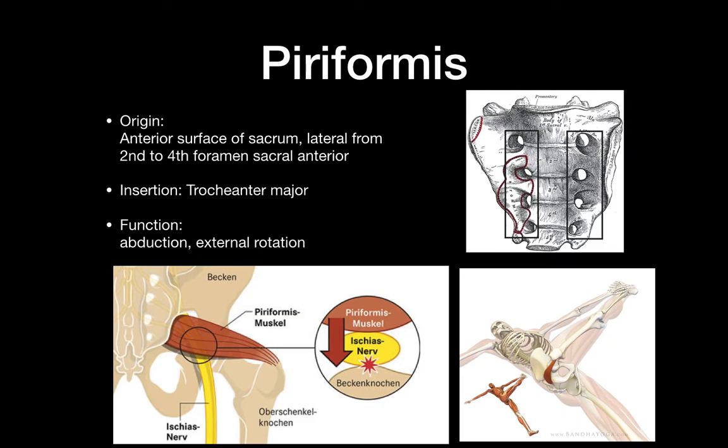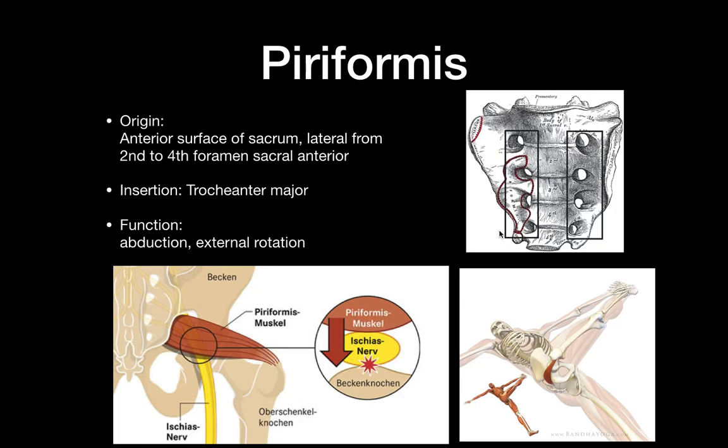And the next muscle I'm going to talk about is Musculus piriformis, which is going to originate at the anterior surface of the sacrum, as you see in this picture, more specifically at the lateral side of the foramina sacralia anteriora, 2 to 4. And it's going to insert at the trochanter major. The function of this muscle is to abduct the femur and also rotate it externally.